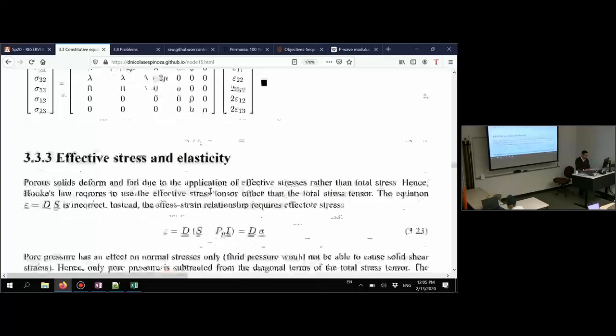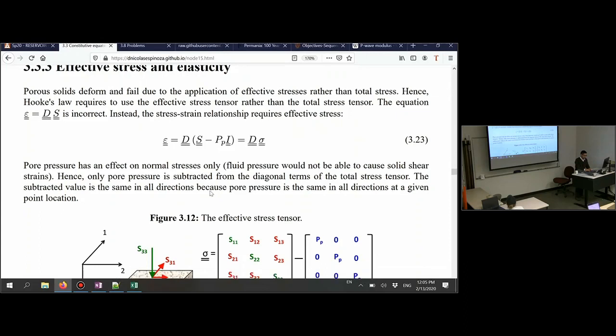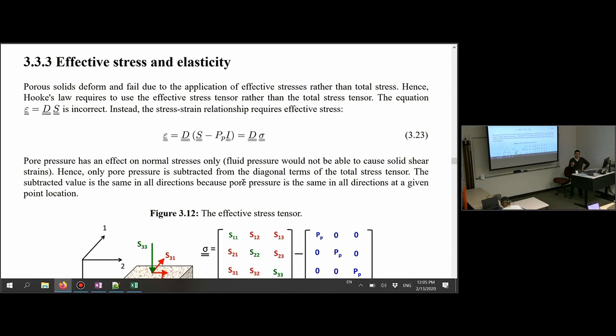And the last thing I'd like to discuss today is what is effective stress now with a tensor. If you remember, at the beginning we started talking about total stress, and for that we use the letter S. For example, vertical stress was the weight of all the rock on top, including fluids, including everything. That was total stress. But now I have started to use sigma.